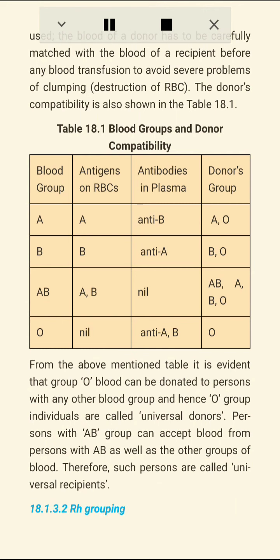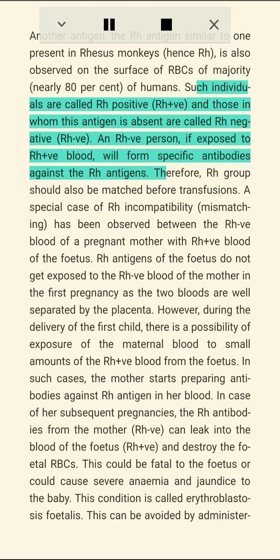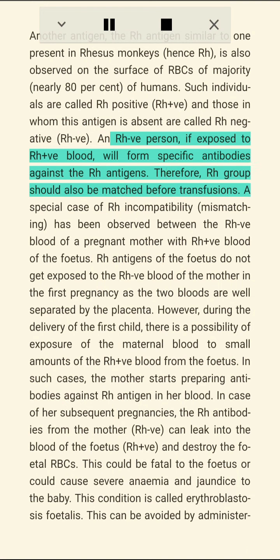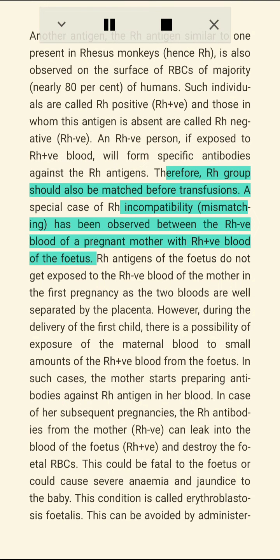18.1.3.2 Rh grouping. Another antigen, the Rh antigen similar to one present in rhesus monkeys, hence Rh, is also observed on the surface of RBCs of majority, nearly 80% of humans. Such individuals are called Rh positive, Rh +ve, and those in whom this antigen is absent are called Rh negative, Rh -ve. An Rh -ve person, if exposed to Rh +ve blood, will form specific antibodies against the Rh antigens. Therefore, Rh group should also be matched before transfusions.